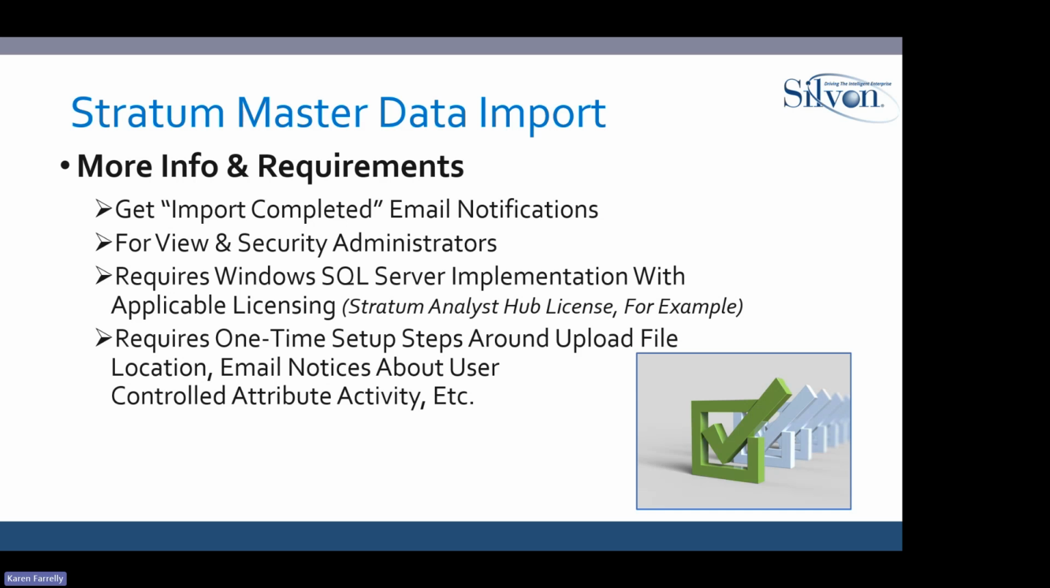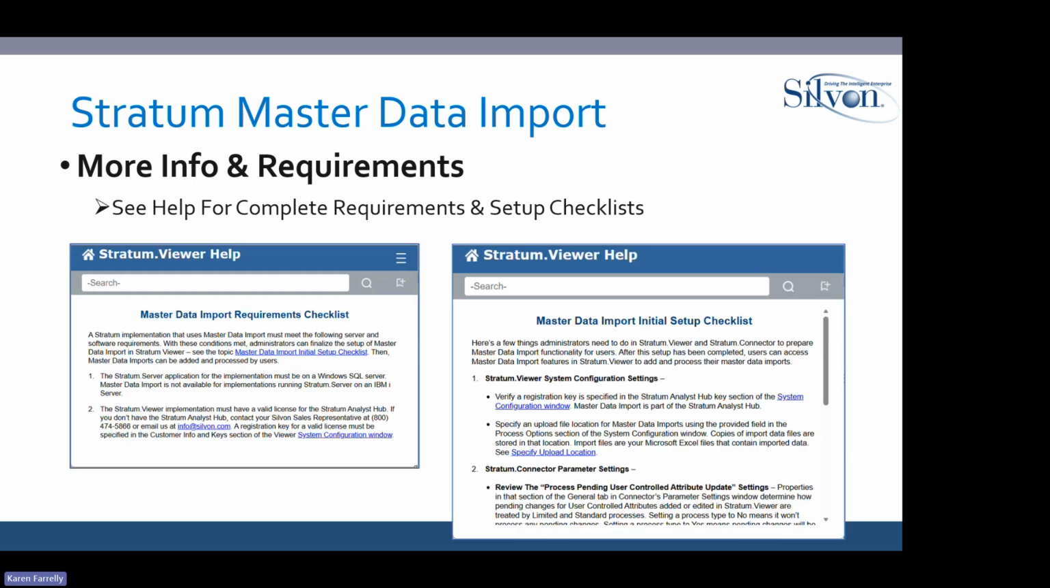That includes some email notices that you can set up saying, hey, someone added an attribute and now you need to process your connector database to make sure people can then take the next step of importing your data. So there are some key setup steps, one-time things. Again, I've parked a couple help topics here where there's a checklist of the requirements for master data import, and for whoever is setting it up for your company, what the checklist steps are and where those are done to make it happen so people can use this feature, the user-controlled attributes and the master data import.